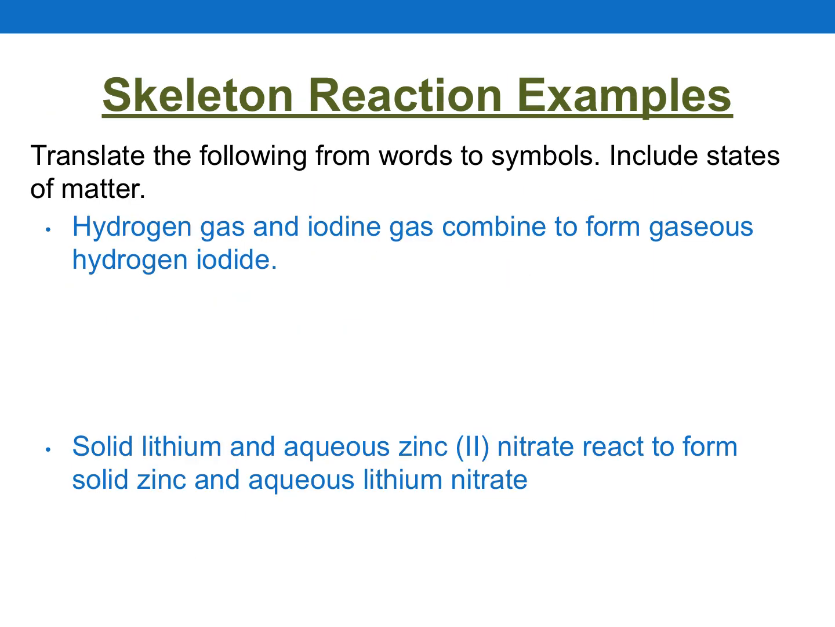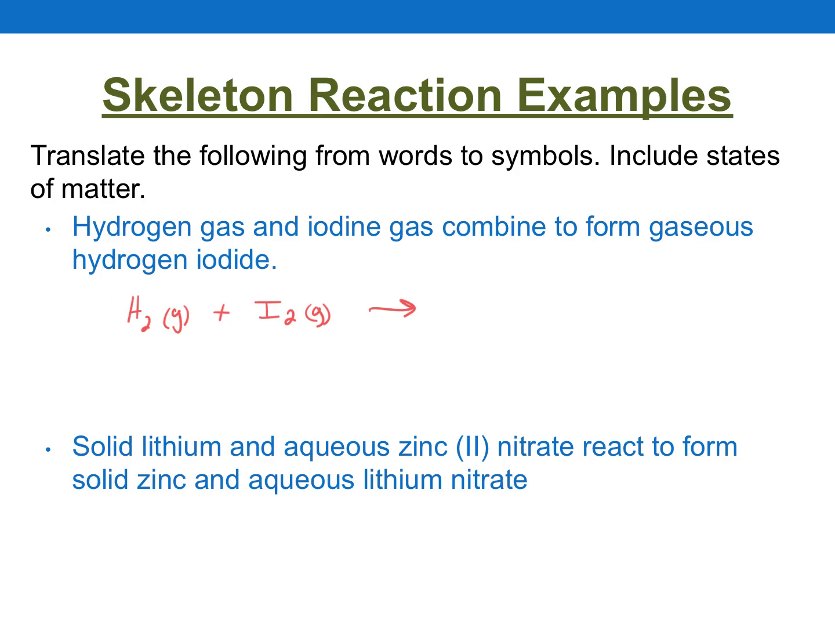For these first examples, we're going to translate the following from words to symbols. In blue, I have the sentence form of the chemical reaction. So let's begin. Hydrogen gas. Hydrogen is one of my diatomic molecules, so that needs to be H2, and I'm going to put g for gas after it. And is a plus symbol. Iodine gas. Iodine is also one of my diatomics, so I'm going to put I, a little 2 behind it, and g for gas. Combined to form. Now, this is my verb, this is my reaction arrow. So I'm going to write react to form. And then gaseous is another way of saying it's in its gas state.